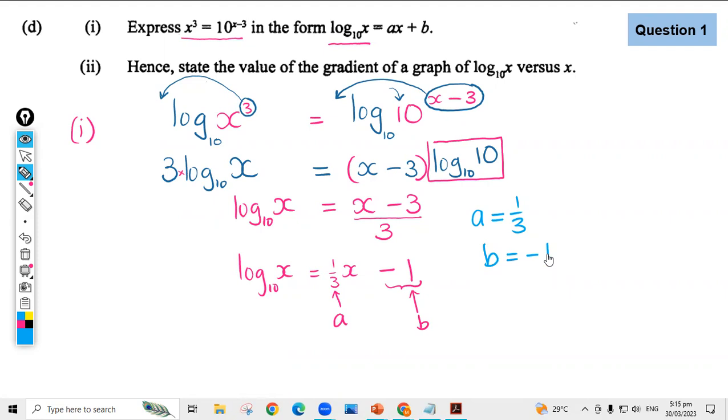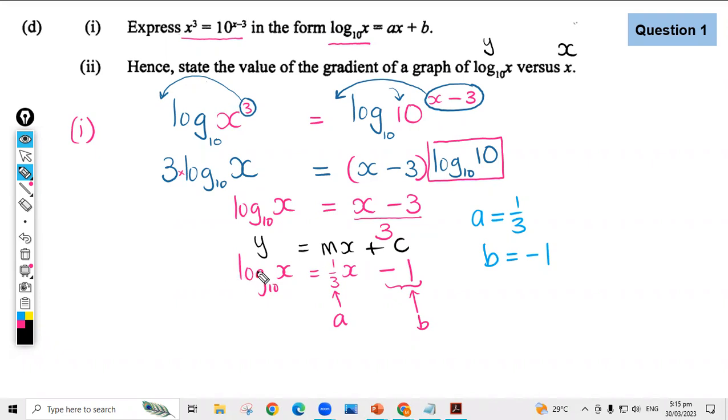Great. Oh, and this one is real easy now. For part 2, I now realize that I don't need to think too much on part 2. You'll realize that this resembles y is equal to mx plus c. Remember, if the examiner is asking you to plot the graph of log x, he's really asking you to put this on the y-axis and put the x on the x-axis.